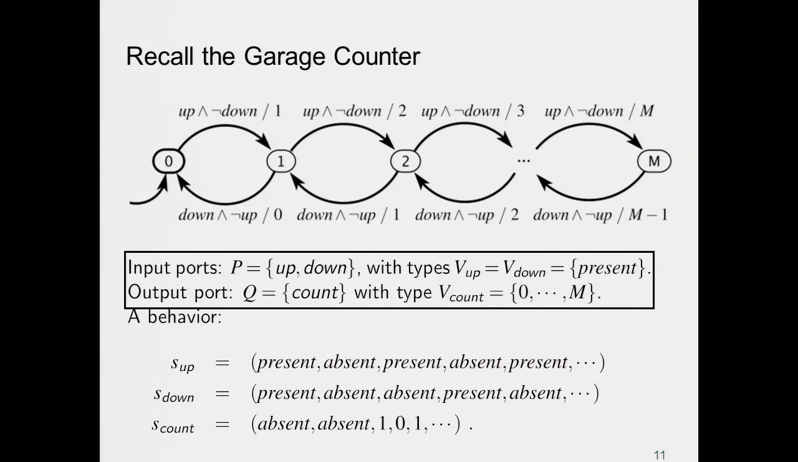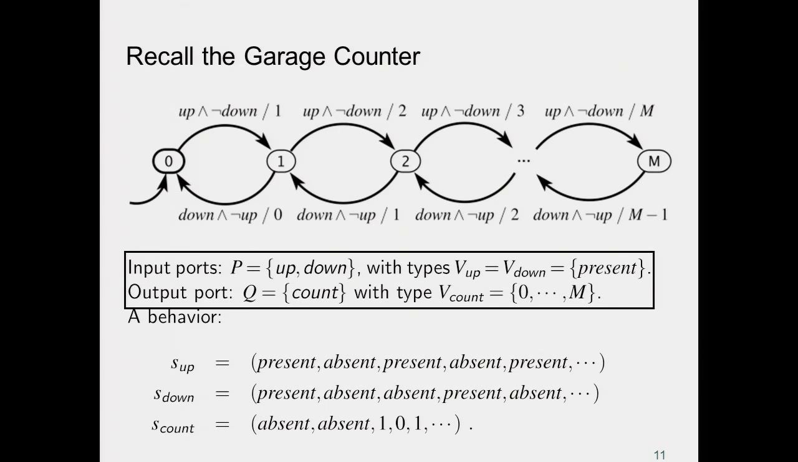Okay. Now, let's go to the garage counter, and we know that this thing is redundant, so we can reduce it to a single state. That's okay. And we know that there are states 0, 1, 2, etc., and the states correspond to the output. There is a one-to-one correspondence between the output and the state, which is the counter, right, that goes up, and the number that is in the counter goes up. So the input ports are P up and down, with types V up and V down present or absent, and the output port Q is count, where the type V count is a natural number from 0 to M.